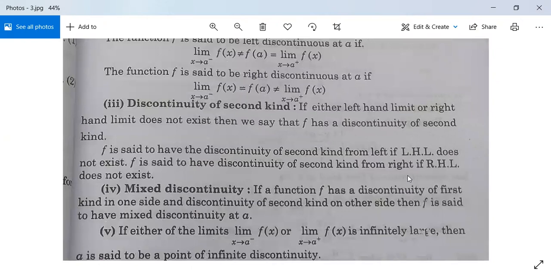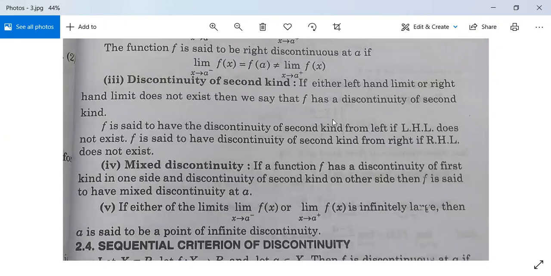Third, discontinuity of second kind. If either left hand limit or right hand limit does not exist, then we say that f has a discontinuity of second kind. दोनों में से कोई exist ना करे. F is said to have the discontinuity of second kind from left if LHL does not exist, and f is said to have discontinuity of second kind from right if RHL does not exist.